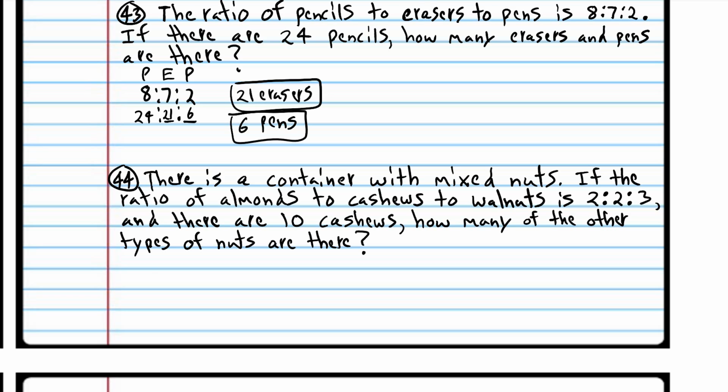All right, we're back. Our ratio is 2 to 2 to 3. And that's almonds to cashews to walnuts. And it says there are 10 cashews. So if there are 10 cashews, what are the other numbers? Well, we have to multiply 2 by 5 to get 10, so we multiply all the other numbers by 5. And we see we have 10 almonds and 15 walnuts. So if you got 10 almonds and 15 walnuts, good job.